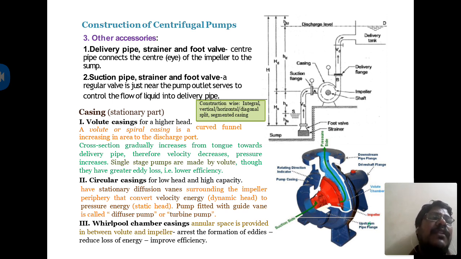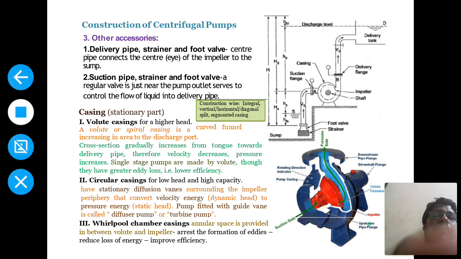Apart from this, the principle of the centrifugal pump is basically forced vortex flow. It means if a certain mass of fluid is rotated by an external torque, there will be a rise in pressure head. This is the concept behind the working of the centrifugal pump, and its major application is mainly in agricultural areas. Thank you.